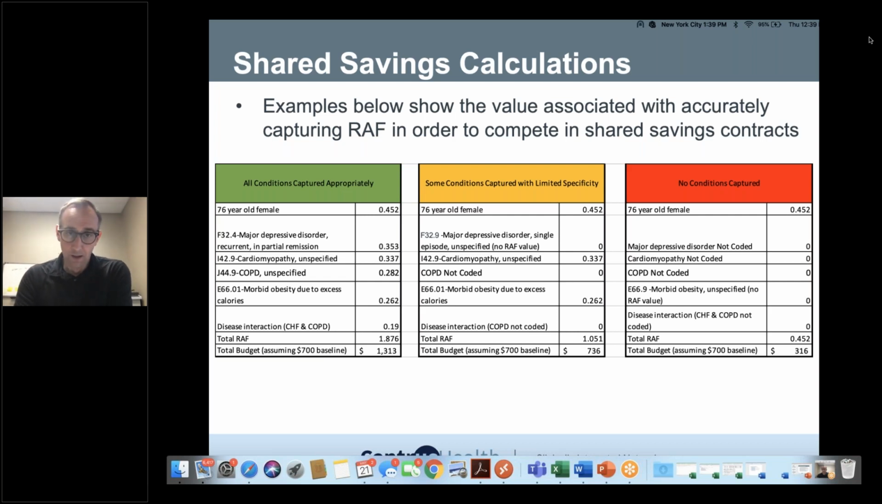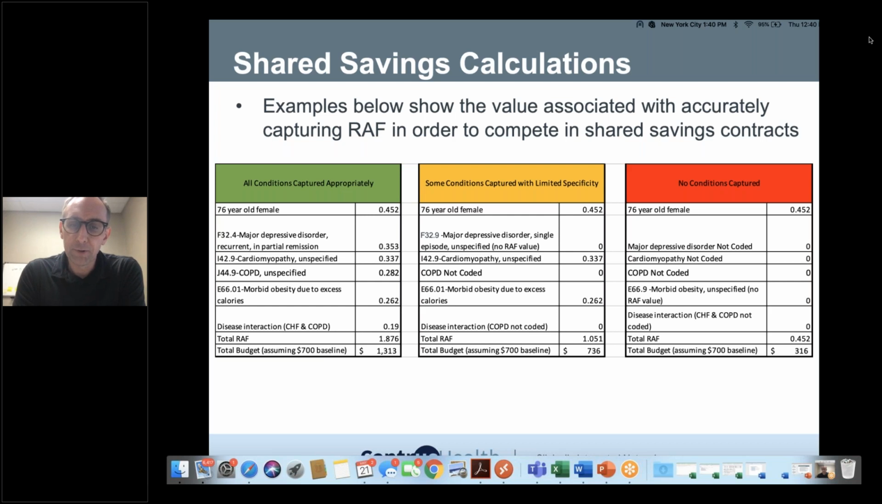So the box in the middle, the yellow box, shows if some of the diagnosis codes were selected. This patient came in and the provider coded F32.9, which is major depressive disorder, single episode, unspecified. So the depression code was captured, but this patient wasn't coded using a specific enough code that would give risk-adjusted credit. So even though it was captured, it was a zero risk-adjusted value.